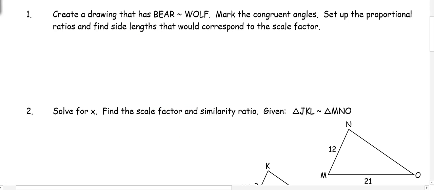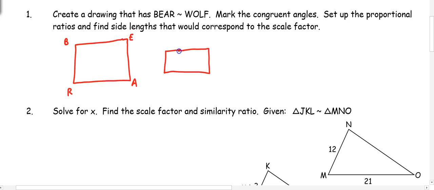In number 1, it says create a drawing that has BEAR similar to WOLF, mark the congruent angles, set up the proportion ratios, and find the side lengths that would correspond to the scale factor. So we're going to draw two four-sided figures. One of them is going to be BEAR, and my other four-sided figure is going to be WOLF.